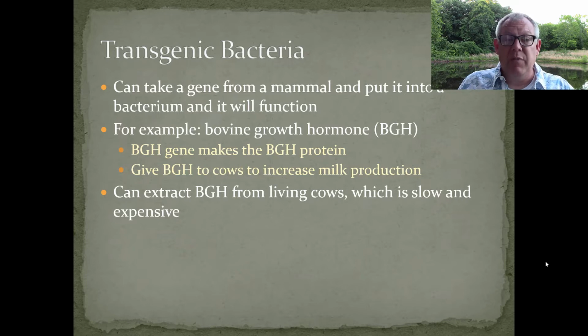Which is abbreviated here BGH. And so that BGH controls milk production. And so it's been well known in the dairy industry that if you give the cows more BGH, they'll produce more milk. And so you can extract that BGH from living cows, but of course that takes a long time and it's difficult to do. It's slow and it's expensive.